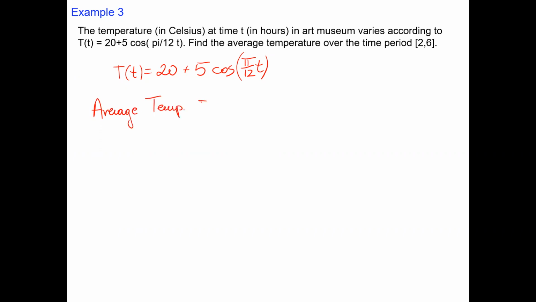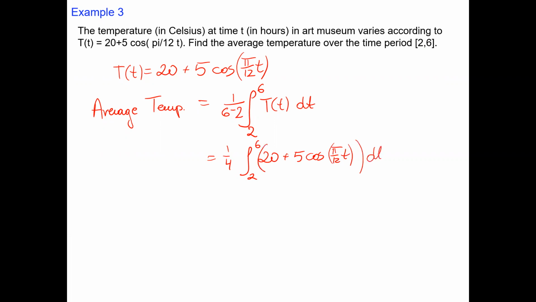Average temperature is just the integral of the function T of t dt between 2 and 6, and we will divide by 4, the length of the interval. Okay, let's see. Integral from 2 to 6 of 20 plus 5 cosine of pi over 12t with respect to t dt. Let's try to integrate. That will be the value.